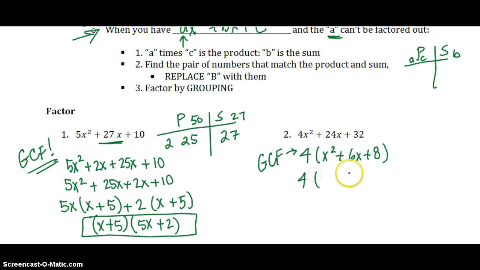So this is old school factoring, multiples of 8 that add, because it's same sign, both positive, add to give me 6. How about 2 and 4? And I'm done. So they're not all going to be as complicated as number 1.